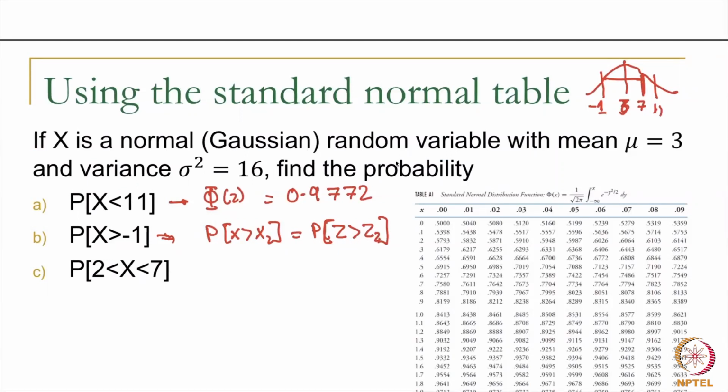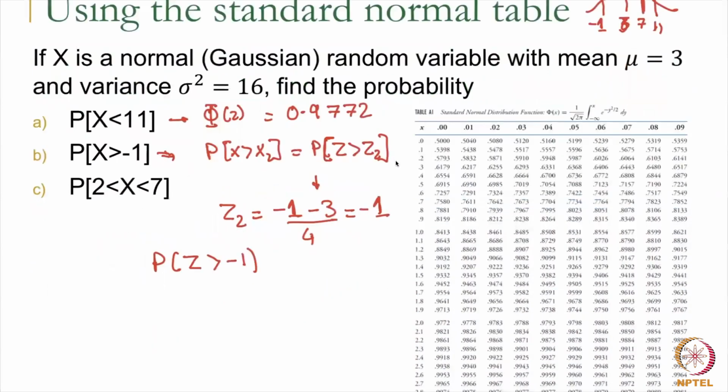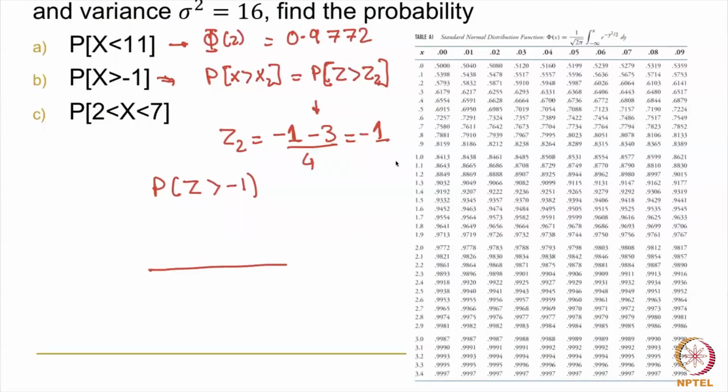So if we come down to this, Z2 is X2, which is minus 1, minus mu divided by sigma. So this comes to minus 4 by 4, this is minus 1. So basically one standard deviation to the left. So we want P of Z greater than Z2, Z greater than minus 1. So in terms of the Z graph, this is minus 1, this is 1. We are looking for this area.